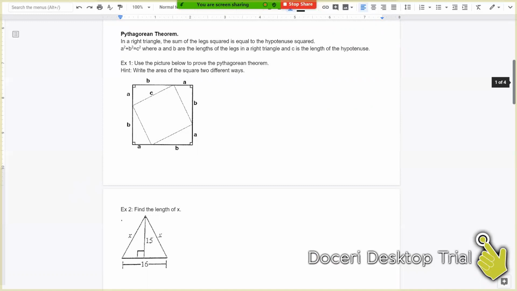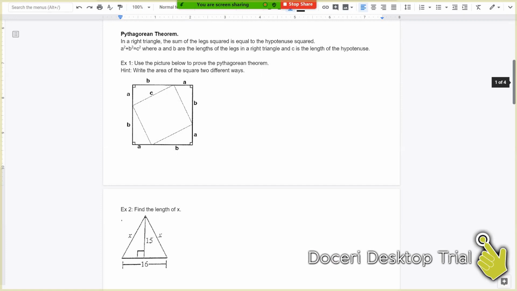So I would say pause the video and try this proof on your own. Use the square to try to prove that a squared plus b squared equals c squared. Now, if you look, a and b are the legs of the triangle, and c is the hypotenuse. So when you write a, b, and c, that's what they refer to. The hint I give you is to write the area of the square two different ways. Right now would be a good time to pause the video, and I'll show you how to do it.